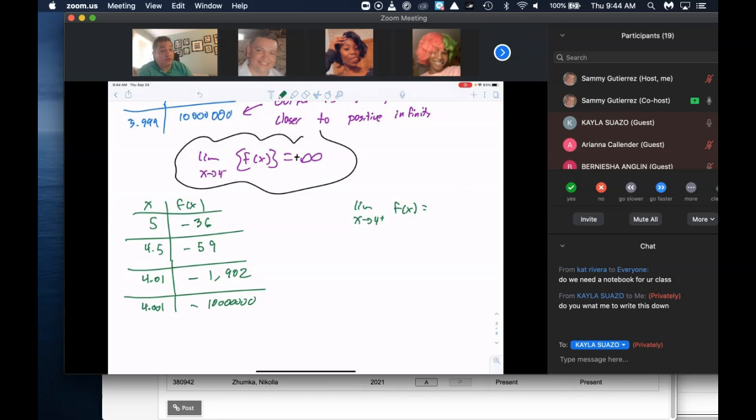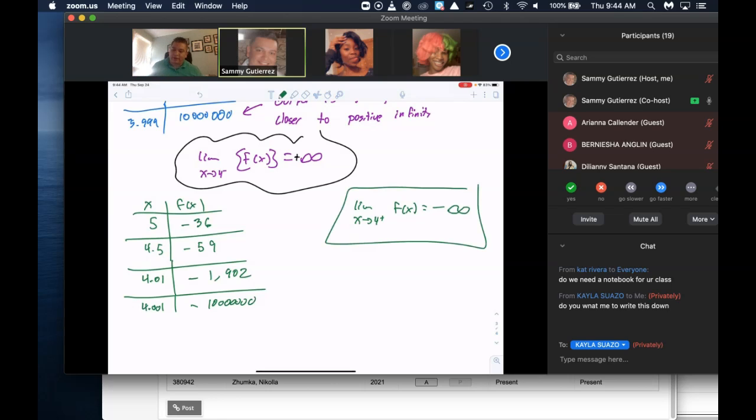Not infinity, close. Ah, yeah, the sign matters. So now we need to put that minus infinity. Okay, and we'll talk about what that looks like on a graph.